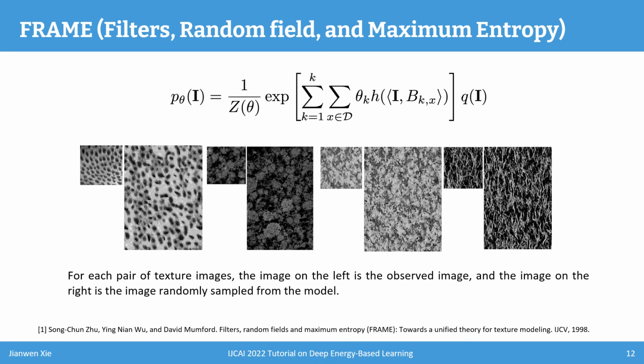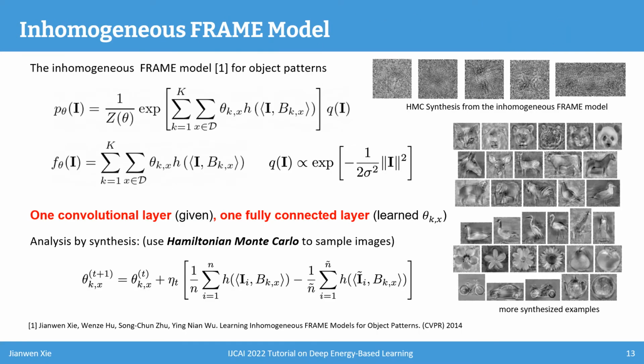These are some synthesized texture patterns sampled from the learned frame model by Gibbs sampling. Since the original frame model for texture is homogeneous, it cannot be used for object patterns. The inhomogeneous frame model is a non-stationary Markov random field model that reproduces the observed statistics of Gabor filter responses at all the different locations, scales, and orientations. It uses MCMC for sampling.